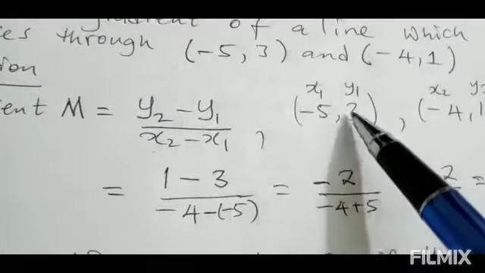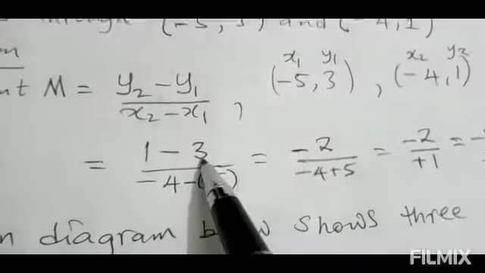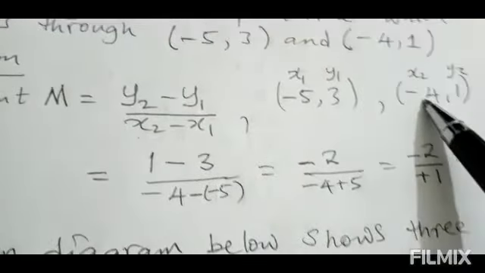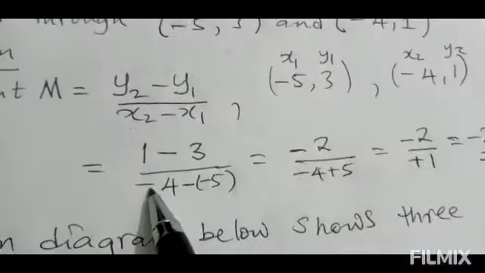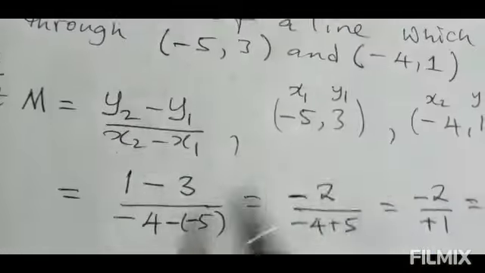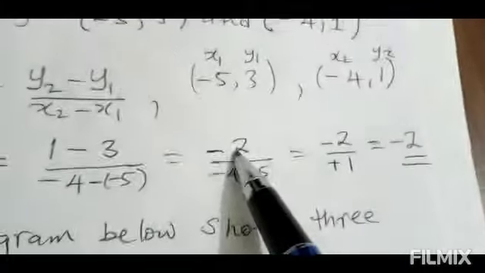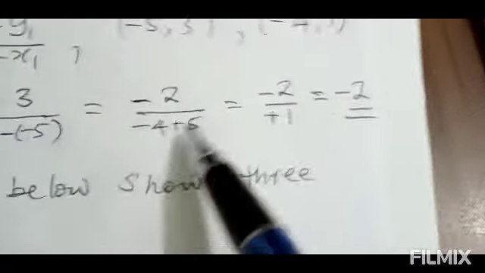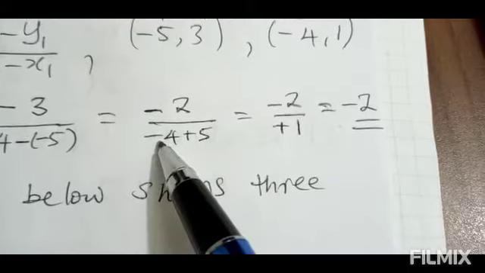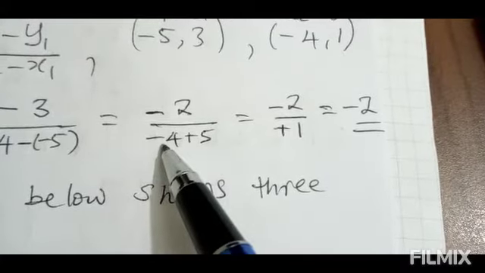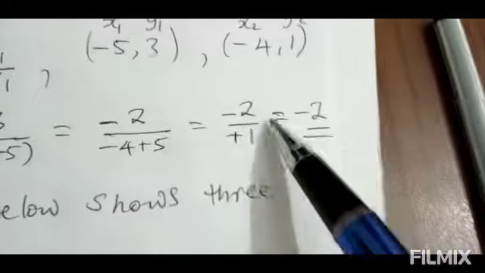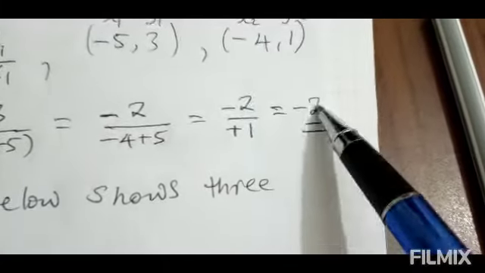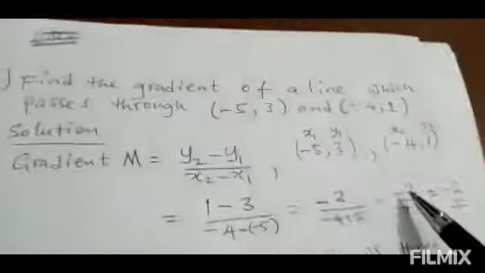y2 is 1 and y1 is 5. So 1 minus 5, x2 is minus 4 and x1 is minus 3. So minus 4 minus minus 3, okay, because this is minus 3. So we get minus 4 over minus 4 plus 3, okay. So minus 4 over minus 1. Minus 4 over minus 1 is equal to 4. That's our gradient, okay.